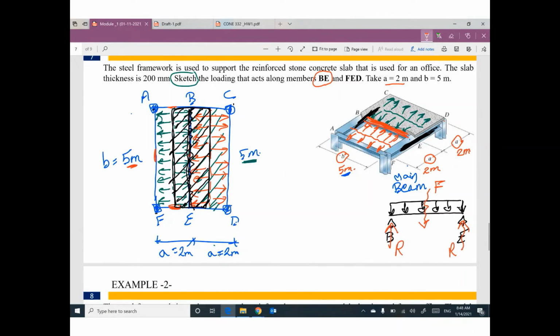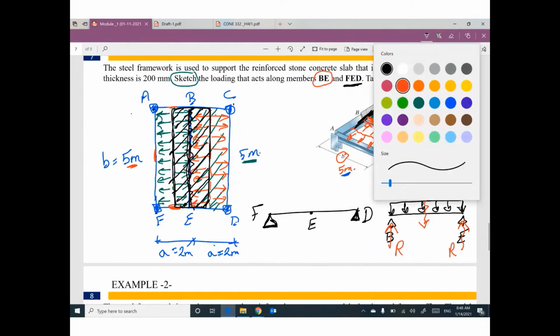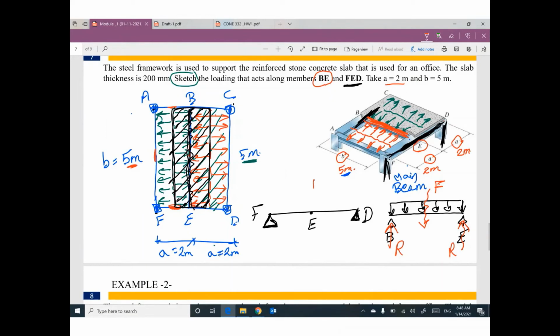If you would like to represent beam FED, which is this beam, it will be supported by a support here, representing the column at F, and another support here, representing the column at D, and at E, we have a concentrated load here, R. Wow. Why?